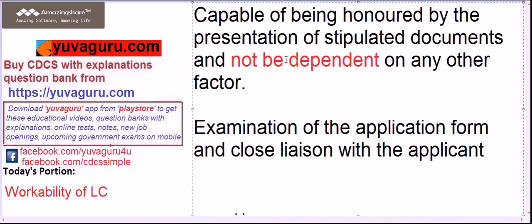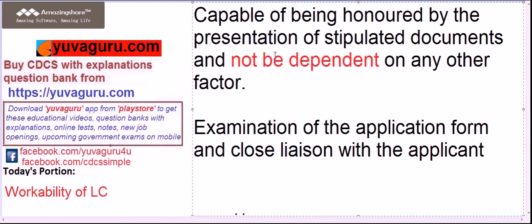Now these factors are discussed separately in the other videos, but for example, a pro forma invoice which is not a part of the LC, or some stamping from the applicant which is not a part of the LC. That means workability. Only these much documents, XYZ documents presented, they must suffice the purpose of that LC. That is the meaning of workability.